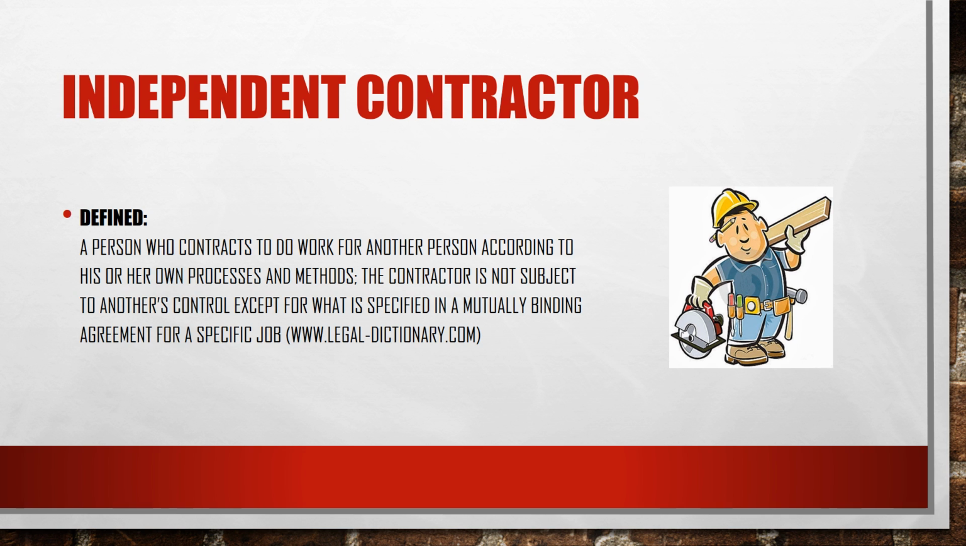The contractor is not subject to another's control except for what is specified in a mutually binding agreement for a specific job. For example, say we needed our living room painted. I would hire an independent contractor, a painter, to come into my home and paint my living room. I would not tell that painter how to do his job, which brushes to buy, which ladders to use, what clothes to wear, that kind of thing. I would not be able to control those aspects of the agreement.